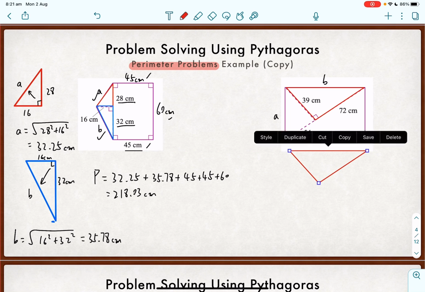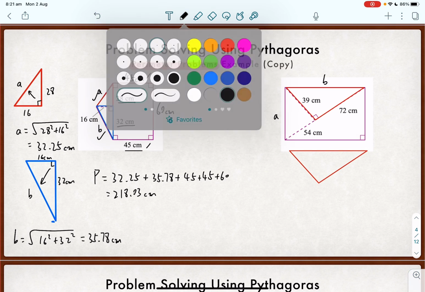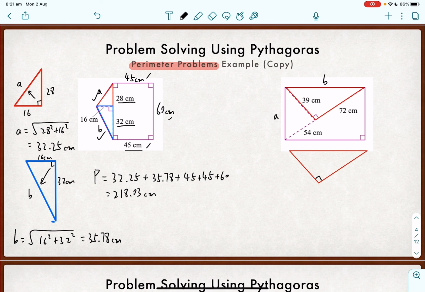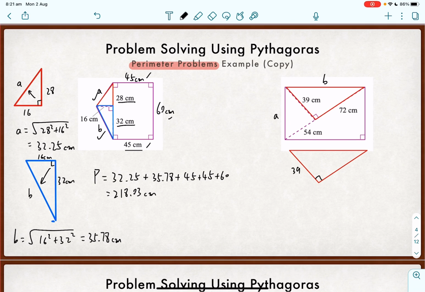The red one here. Now it's a right angle triangle because they indicate right here, and then you got 39 here, and then bottom is 72. So we got B here, unknown, so opposite, so I mean plussing. So now B equals square root of 72 squared plus 39 squared. So it's 81.88.